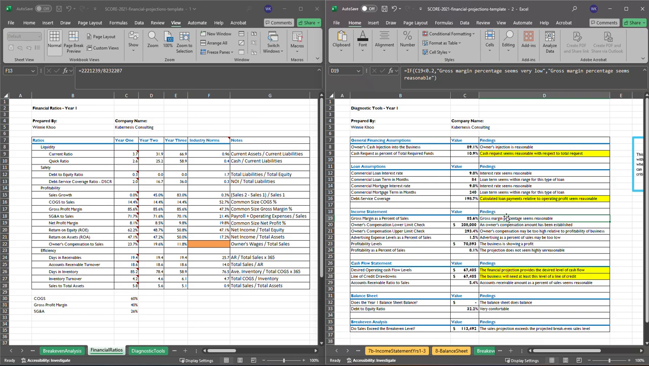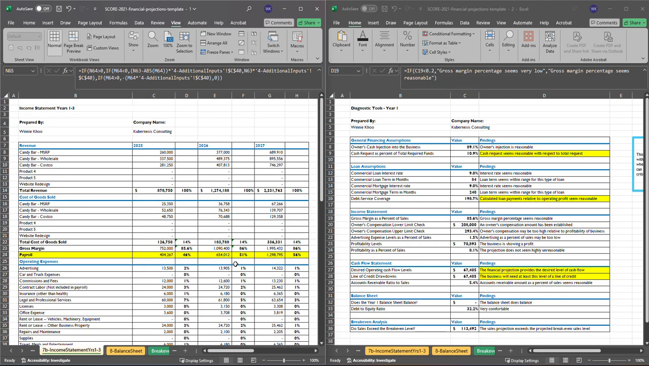So here, if the gross margin is less than 20%, it may be too low. The gross margin percentage seems very low if it is less than 20%. I'm sitting at 85.6, so that is more than that. So for me, my gross margin percentage seems reasonable. So that is here. This is the gross, up here.